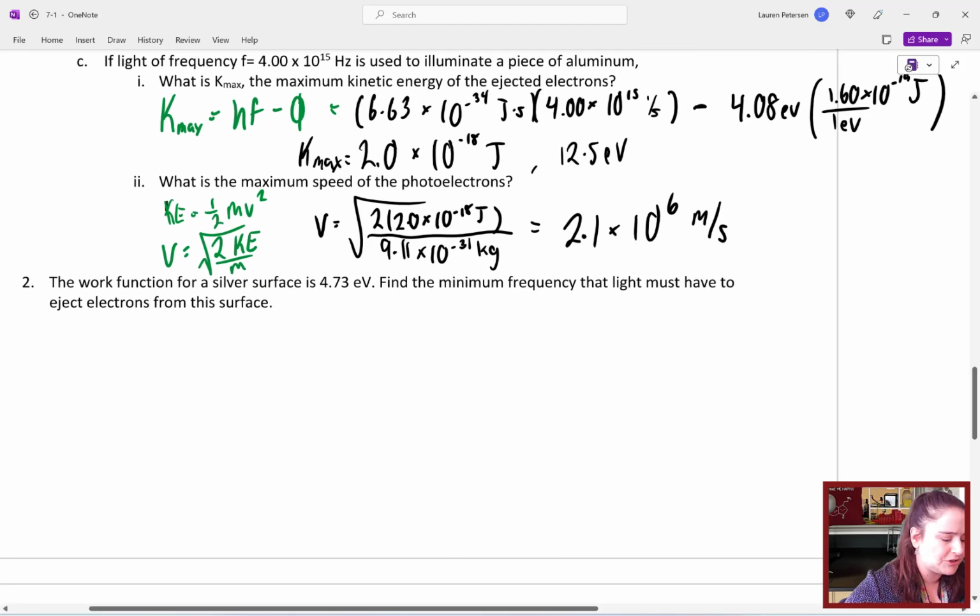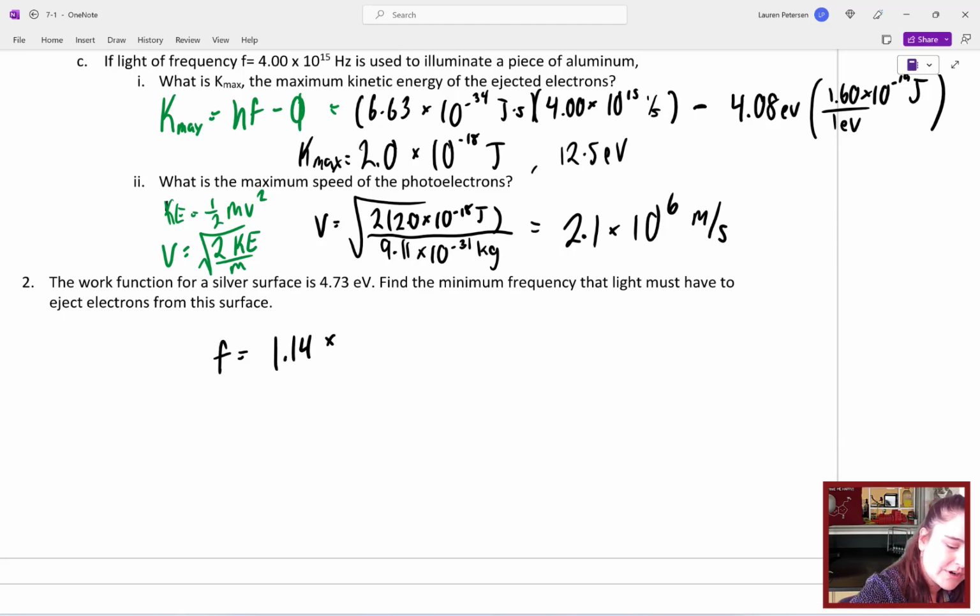So another work function problem. Go ahead and try this one on your own. You should get a frequency of 1.14 times 10 to the 15 hertz. And again, this is just doing E equals hf using that work function. You have to have enough energy to overcome that work function. Okay, cool.